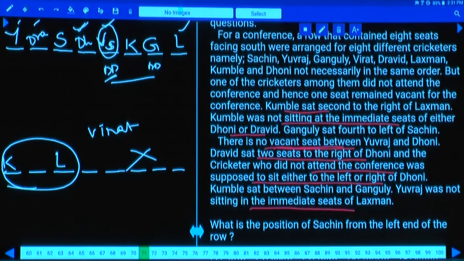Dravid sits 2 seats to the right of Dhoni. Now this is Dhoni and this is Dravid.